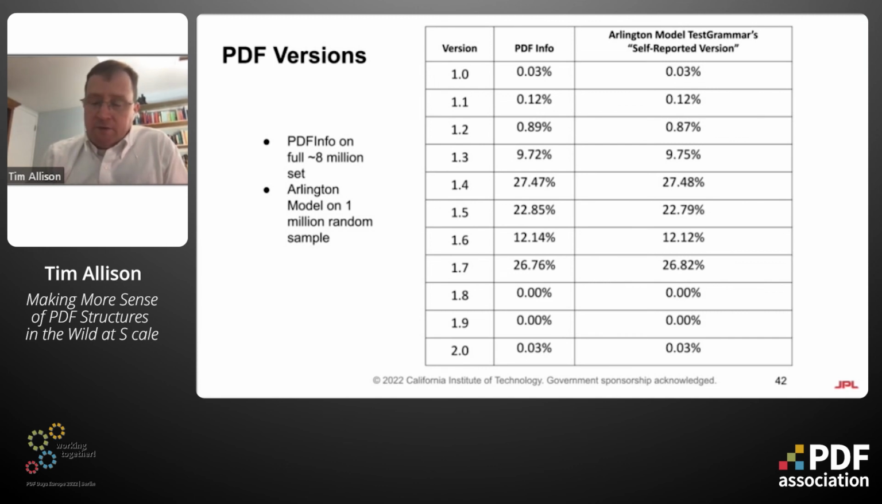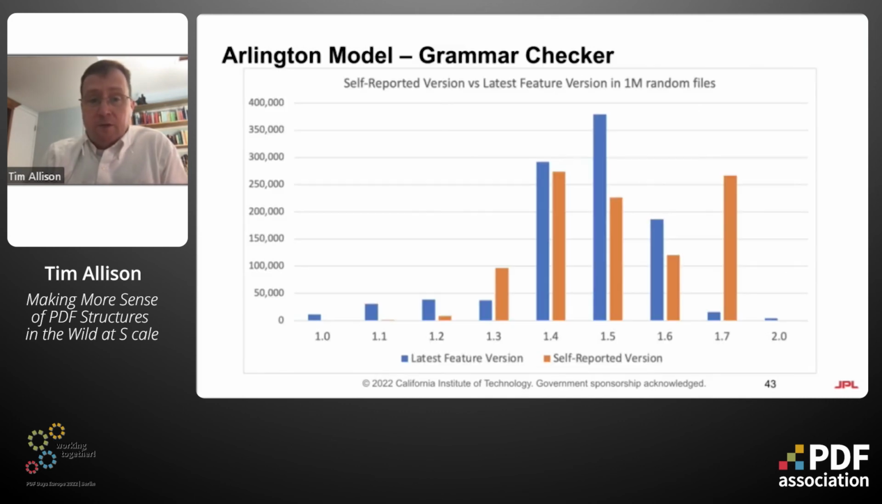But the other really, really nice feature, among the many useful things of the Arlington model's test grammar, is that it also extracts not just the alleged version of the PDF, so it's what's in the header, what's in the document metadata, but also what's the latest feature. Because the Arlington model has all of the features by version, it can go through all of the features of the PDF and tell you what is actually the latest feature version in that PDF. What we found is that there's a fairly decent discrepancy between the alleged version of the PDF and what the actual features of that PDF are.